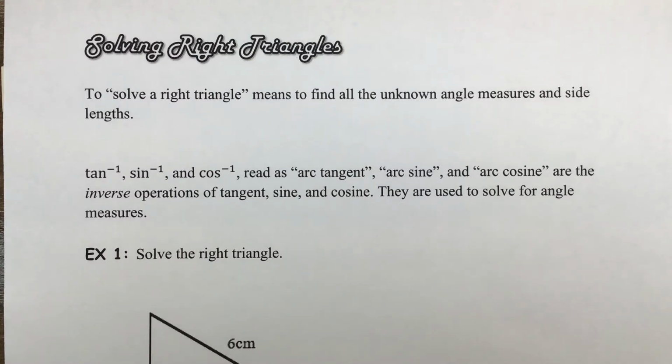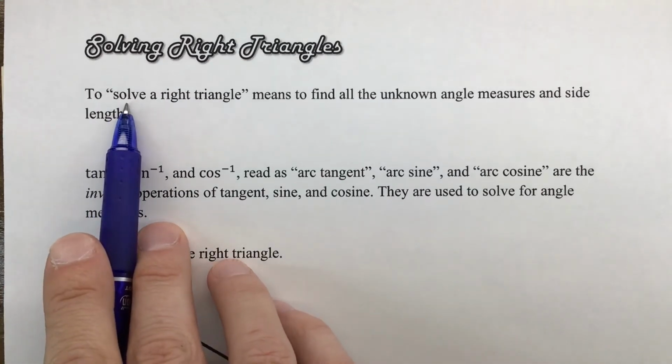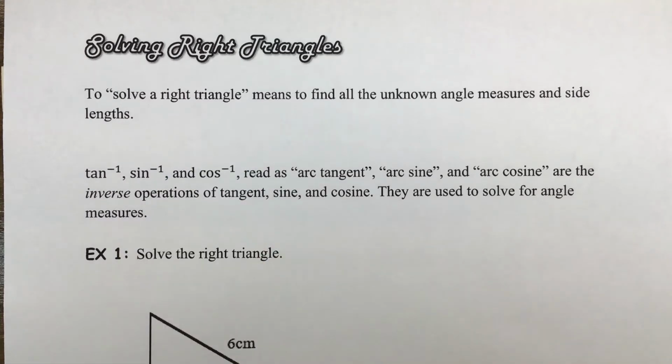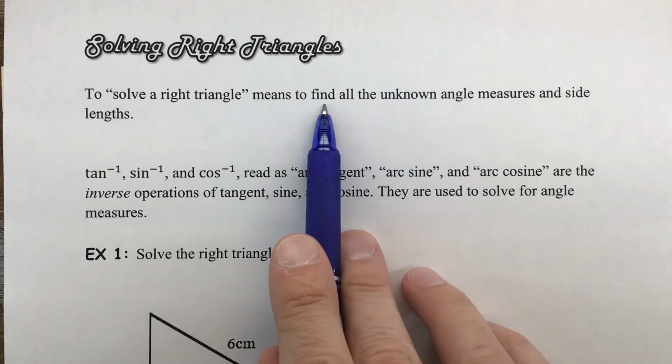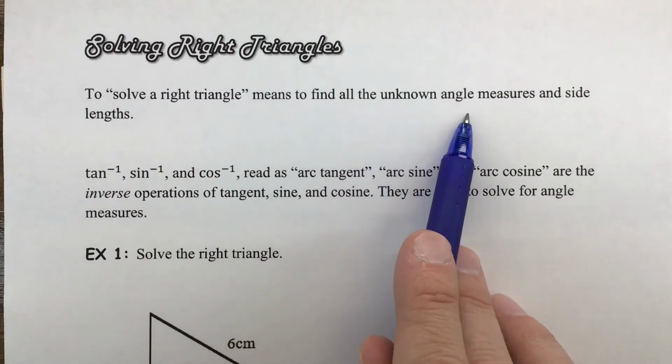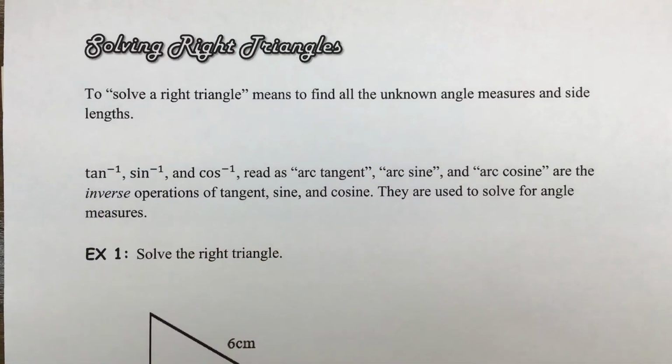Now before we do that, I need to talk about a particular instruction. If you ever come across a problem that says solve a right triangle, it doesn't say solve for X or solve for Y, it just says solve a right triangle. What that means is that you need to find everything that you don't know. You've got to find all the unknown angle measurements and side lengths. So anything that you don't know, you'll need to solve for.